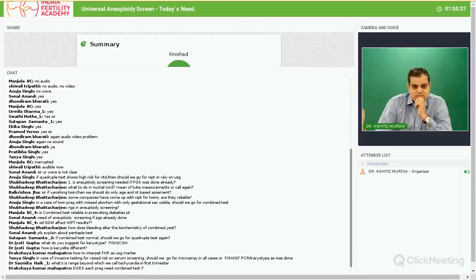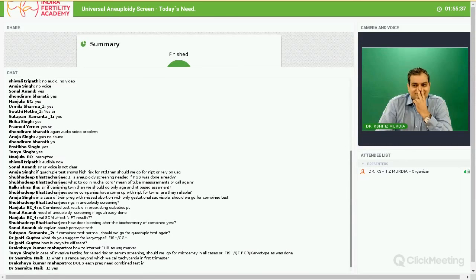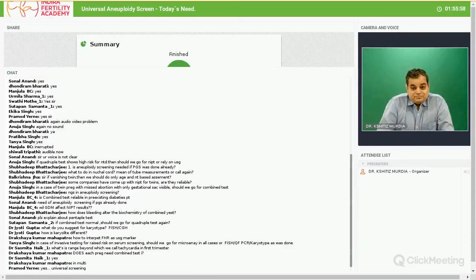Dr. Akshay again. Does each pregnancy need a combined test? I think Dr. Akshay, there was one slide which mentioned this, that irrespective of age, all societies recommend prenatal screening or aneuploidy screening for all patients. It is very important for all patients. In multiple, I did not get it, Dr. Akshay. You're saying in multiple pregnancy?